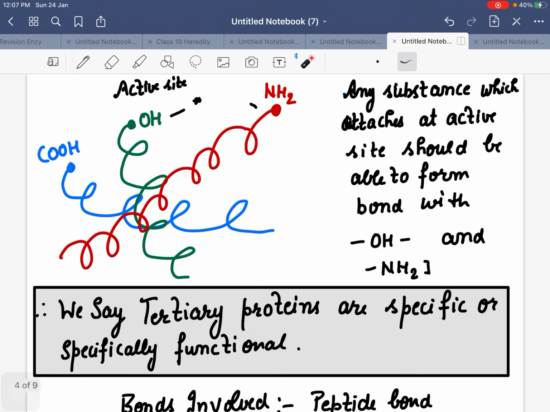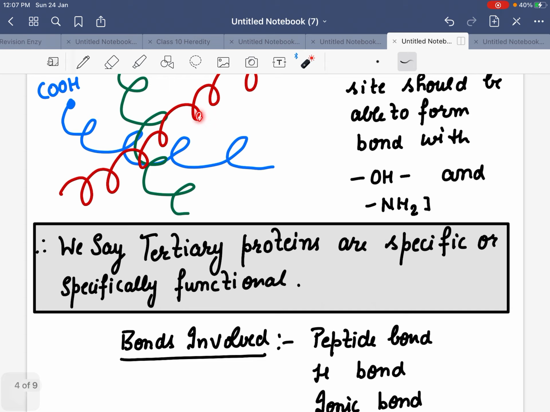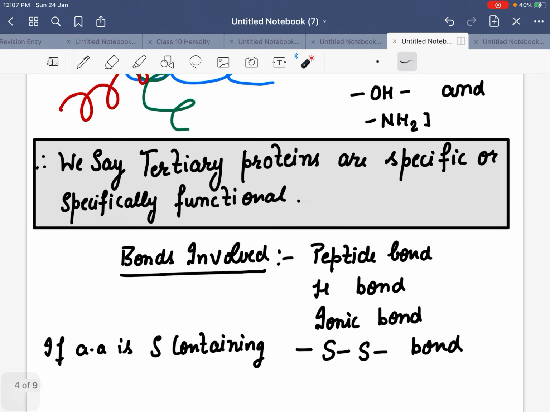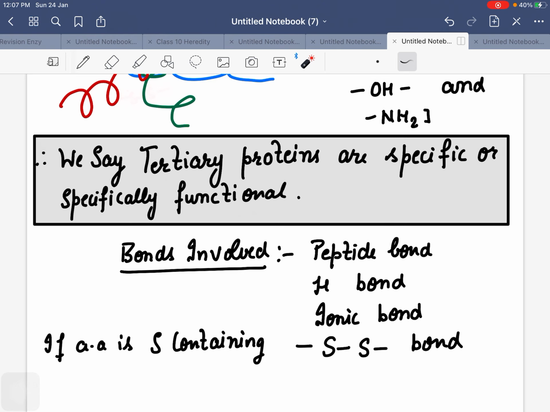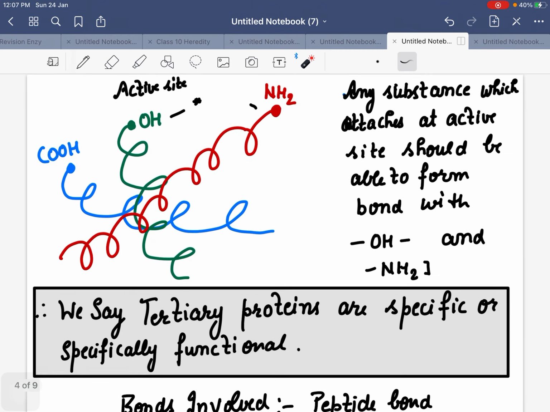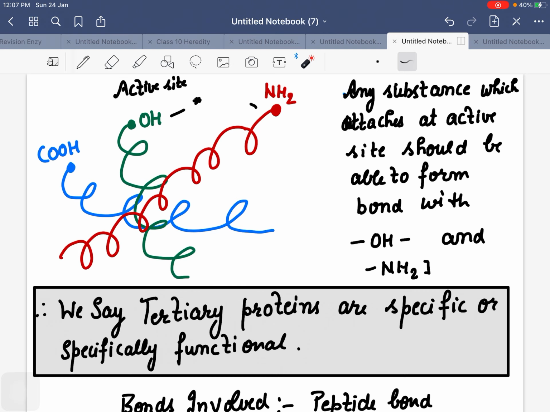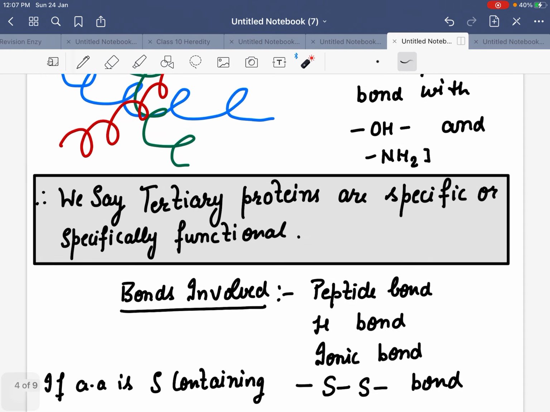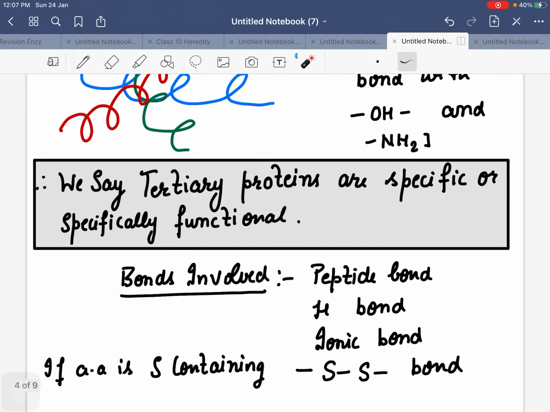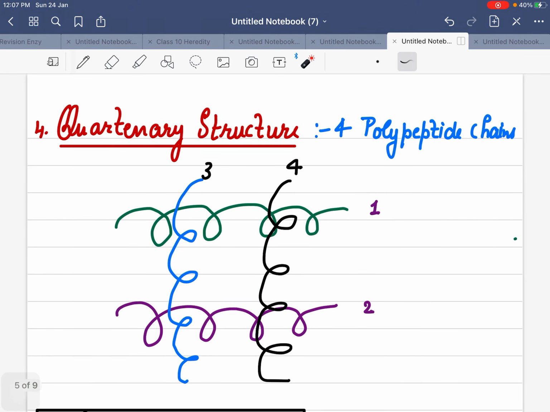The bond which is going to play one major role is our peptide bond. Another bond is the hydrogen bond. But if your amino acids contain sulfur, then there will be formation of disulfide bonds also. And because the hydrogen bond is also involved, and the C terminal is there, ionic bonding is also very familiar here. So peptide bond, hydrogen bond, disulfide bond, ionic bond, these are the specialty of tertiary and quaternary structure.